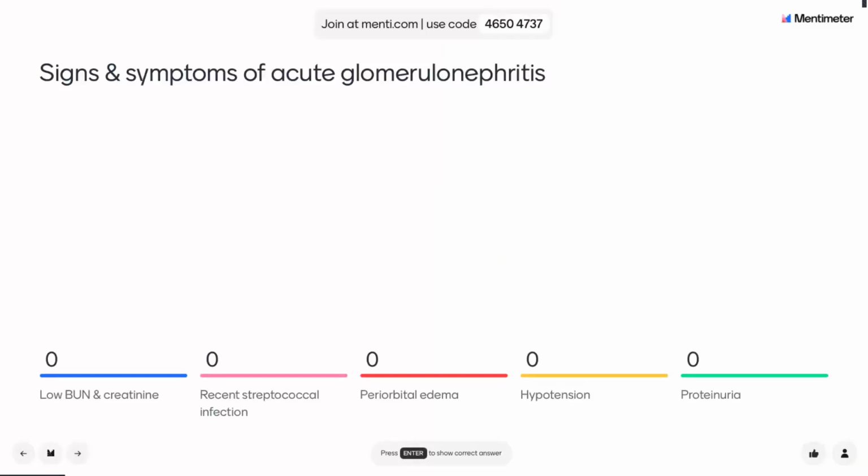So what signs and symptoms would you expect to see in glomerulonephritis?